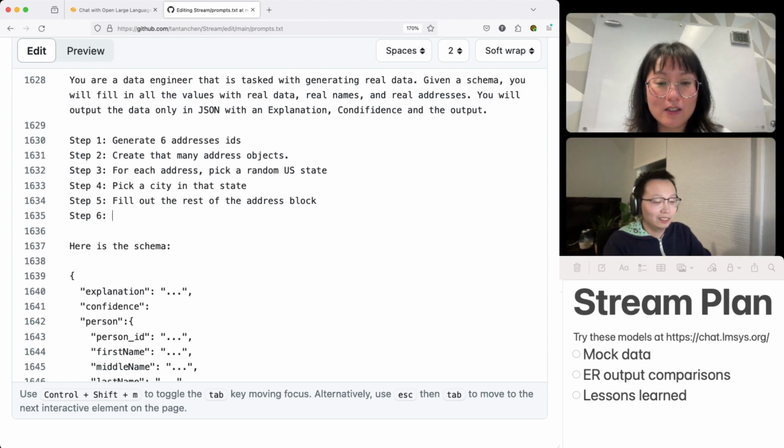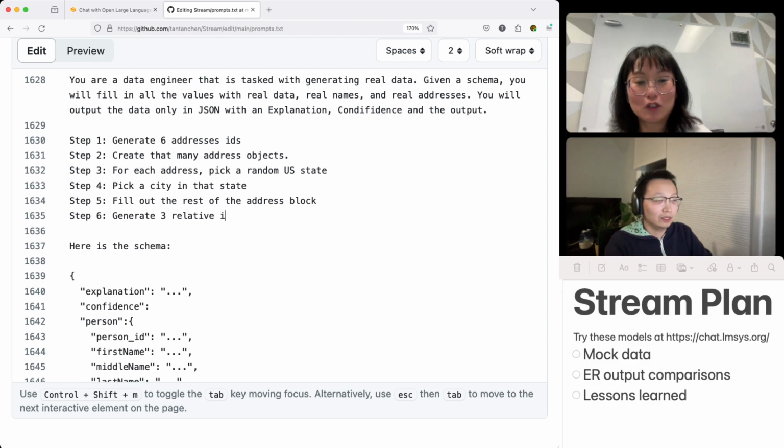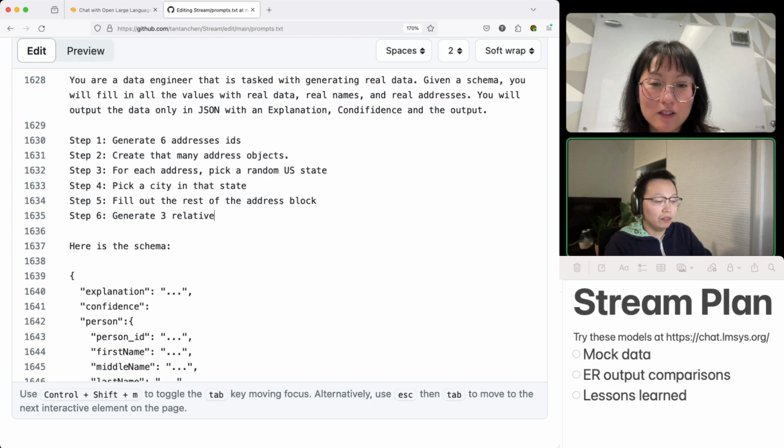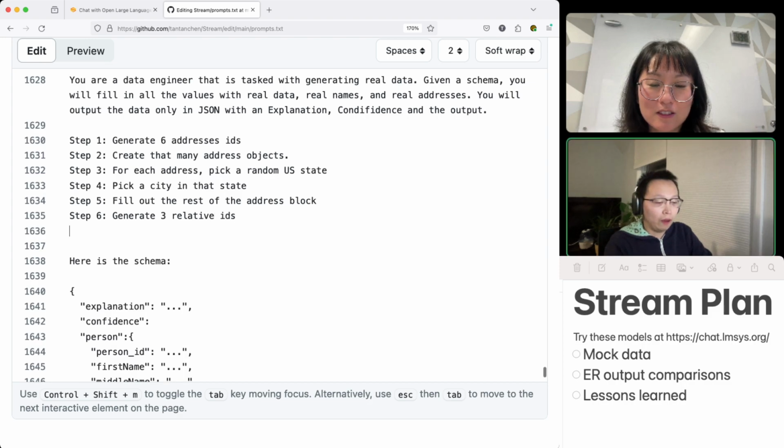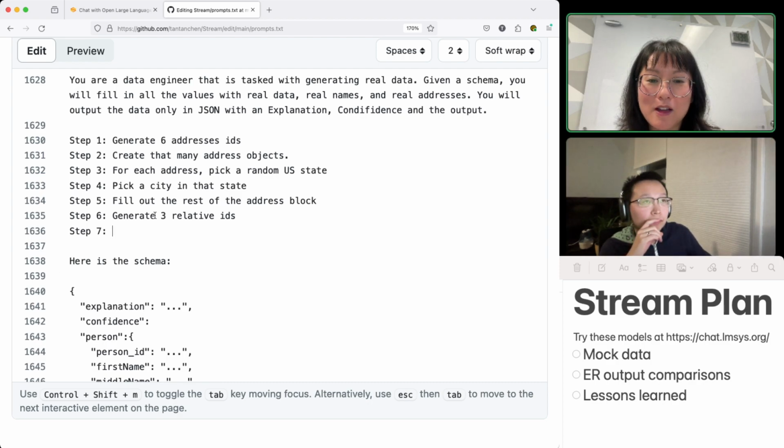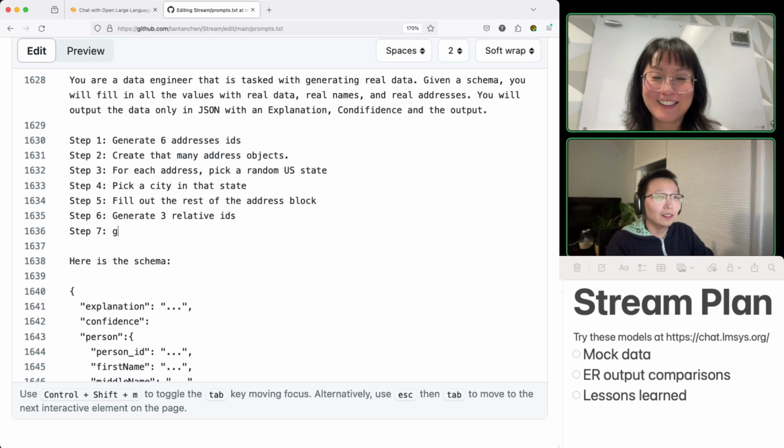Let's say generate three relatives, sorry, three relative IDs. Step seven would be generate person object for each relative. So let's see what happens. Maybe we are expecting four, I don't know, four person objects.